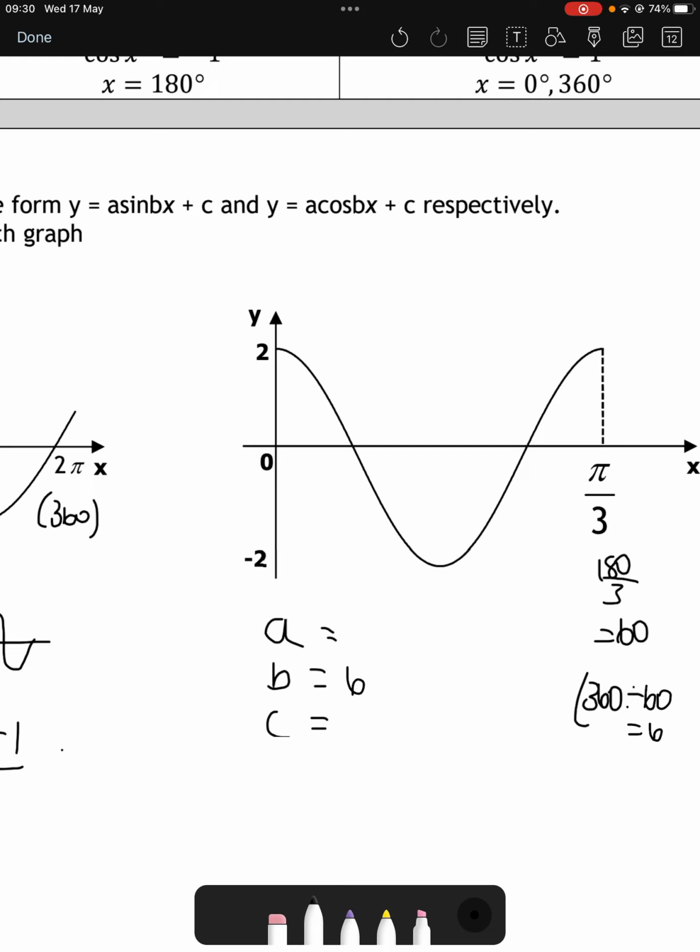Looking at A and C, the graph has not been moved up or down. It's just gone between 2 and -2. So A must just be 2. And then C is just 0. It's not been moved up or down. So we have y equals 2 cos 6x. And that's us.